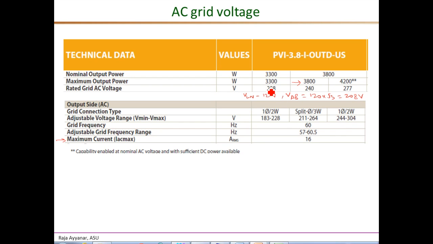Now, because of the lower voltage and with the same current rating that cannot be exceeded, the maximum power that can be delivered at 208 volts interface is less than the 3.8 kilowatts. It is really 3.3 kilowatt, which is just the product of 208 volts RMS and the 16 amperes RMS.